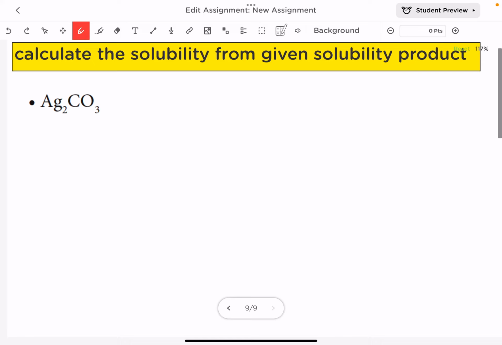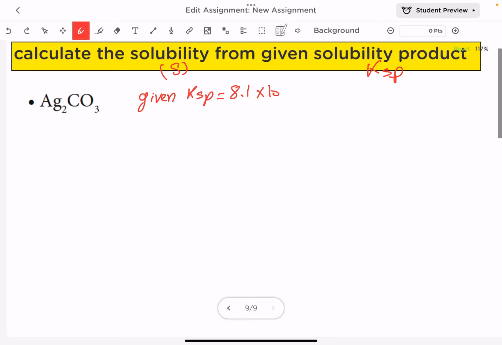I will explain to you how to calculate the solubility S from a given Ksp, the solubility product. So let's say you have a question to calculate the solubility of silver carbonate, given that the Ksp of silver carbonate is 8.1 times 10 to the power negative 12. Note that in these questions the Ksp will be given in the question.